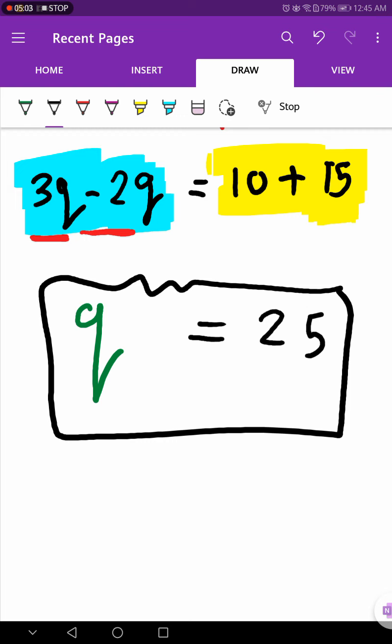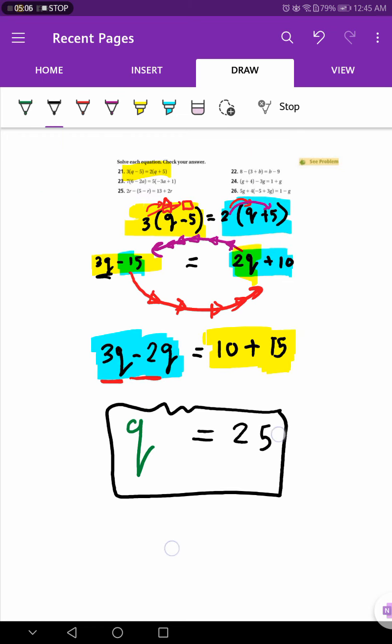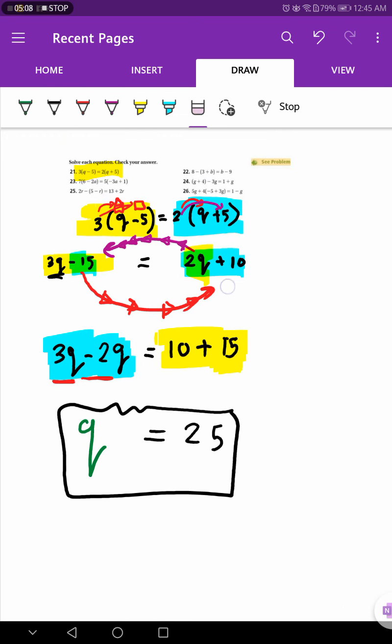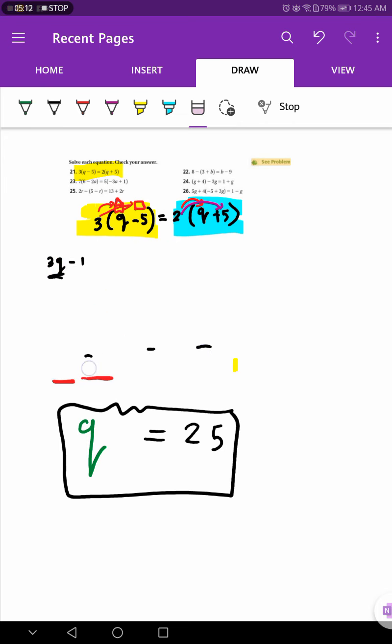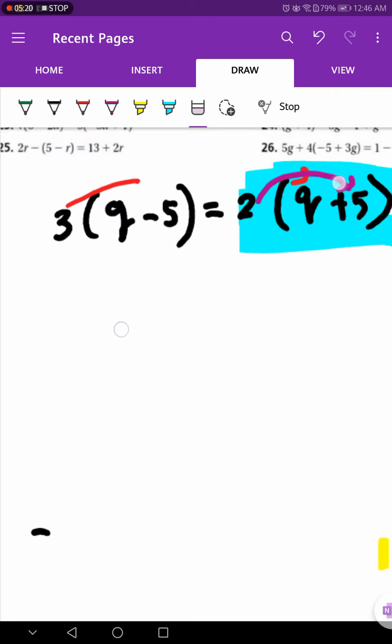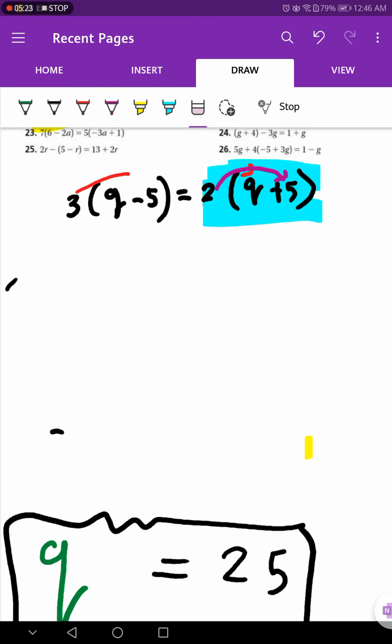Now I have to make sure my solution is correct. How do I know it is correct? I go back to the original equation here, and give q its value, which is 25.